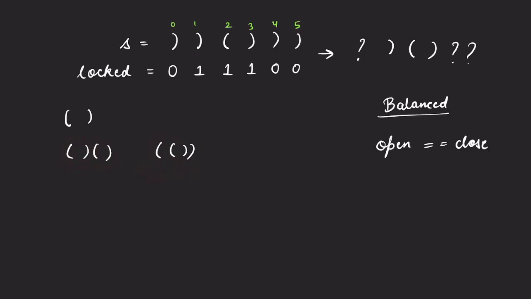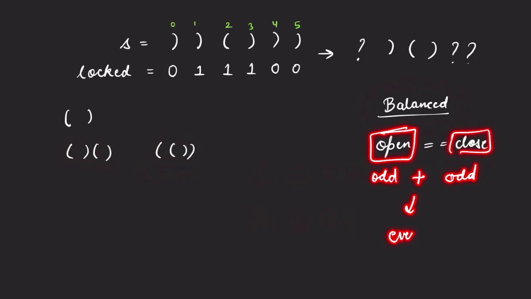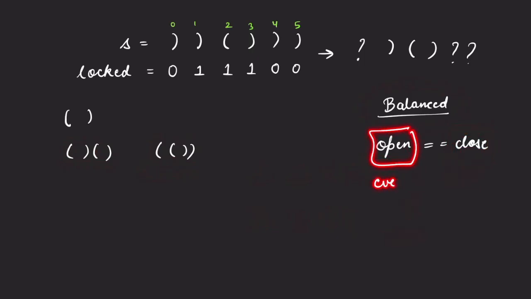So can I also say that the length of my balanced string should always be even? Yes, because for each opening bracket, we will have a closing bracket. If I have one opening bracket, there has to be one closing bracket, so the overall length will be 2. If the opening brackets are 2, there should be 2 closing brackets, so the length will be 4. So if the number of opens is odd, the number of closes will also be odd, and adding odd and odd gives an even number. When the number of opens is even, the number of closes will also be even, and adding two even numbers gives an even number. So the length has to be even.